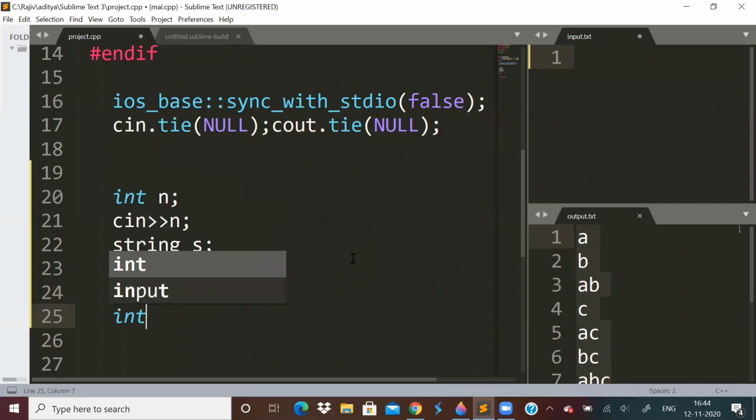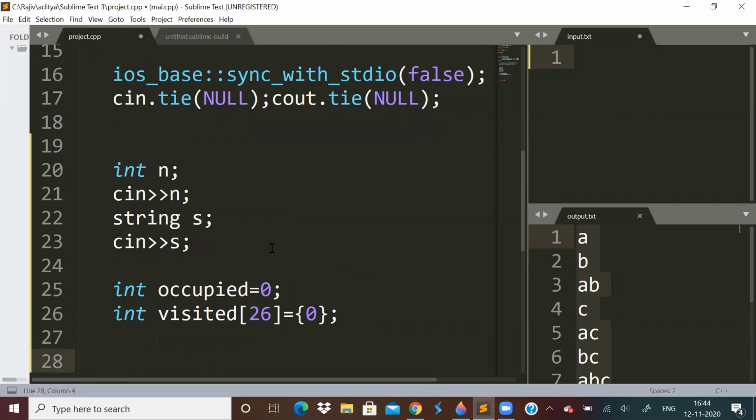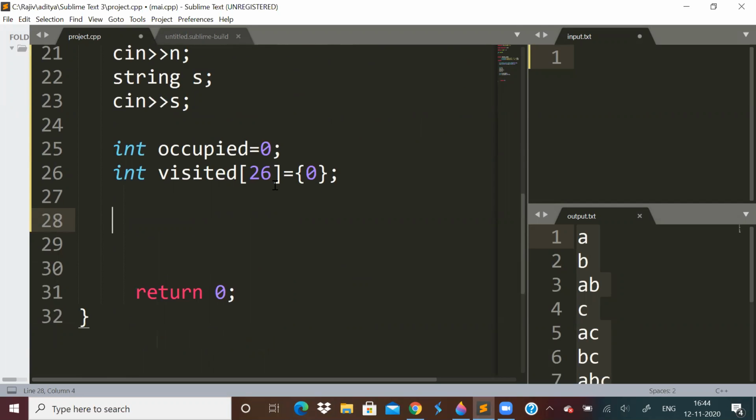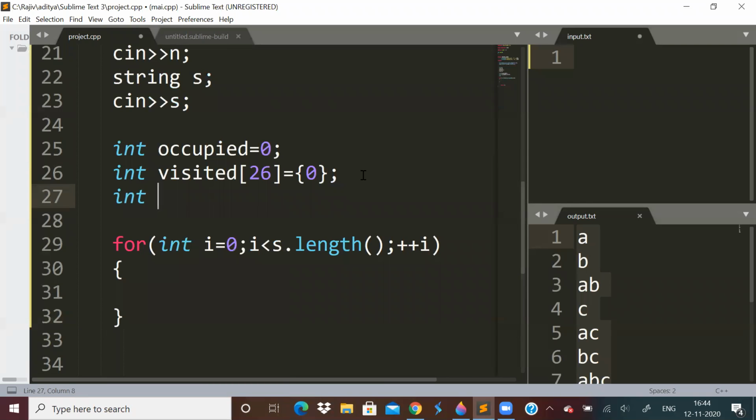And next, let us keep a variable called occupied. Let it be 0. And let us keep a variable visited of length 26 with all values 0. Why 26? Because there are 26 English alphabets. Then let us traverse through the string. And we need one more variable, int did not get. Those who did not get a computer, this is our answer. Okay, I hope you understood what this is.